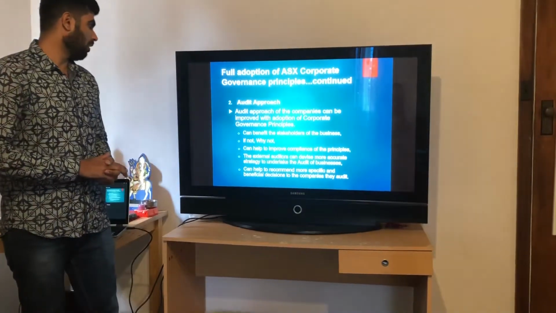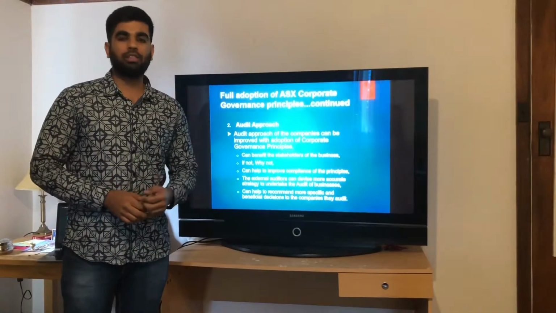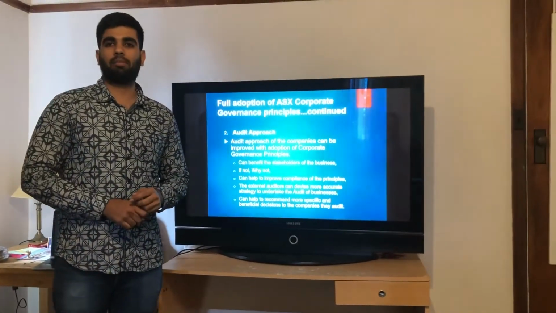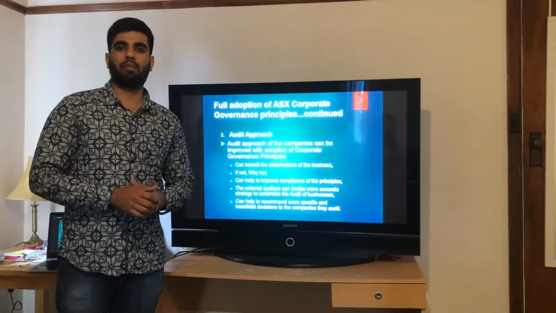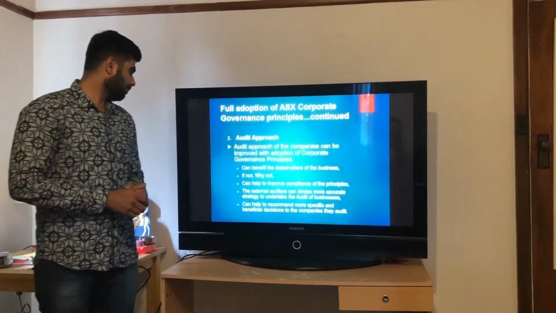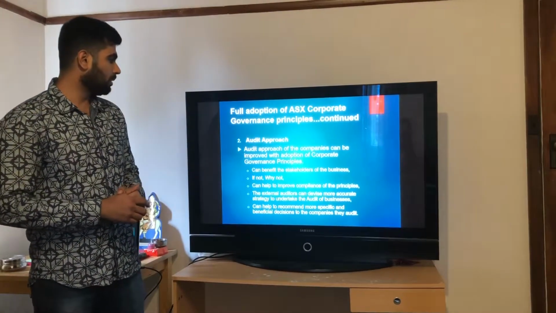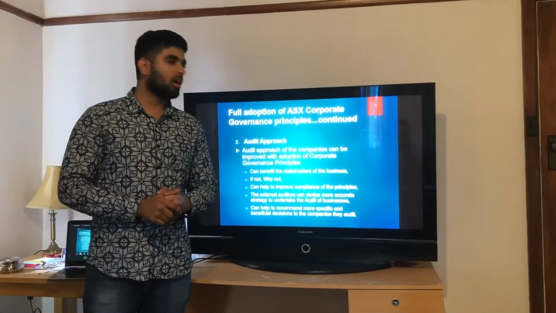The external auditors can devise more accurate and beneficial auditing reports, and they can undertake a more beneficial and very accurate audit of the business. And it also helps in recommending more specific and beneficial decisions to the business.